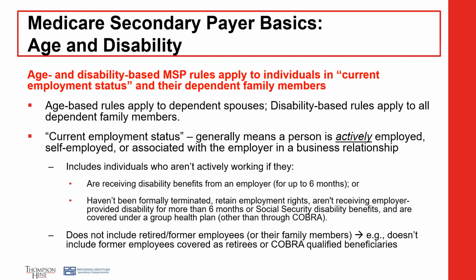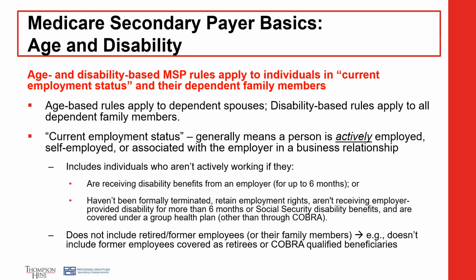Now, keep in mind, the age and disability-based Medicare Secondary Payer rules apply to individuals who are in, quote, current employment status. So the age-based rules apply to current employment status employees and their dependent spouses. The disability rules are a little bit broader and cover all dependent family members. When we talk about current employment status, we mean generally that a person is actively employed or self-employed or associated with the employer in a business relationship.